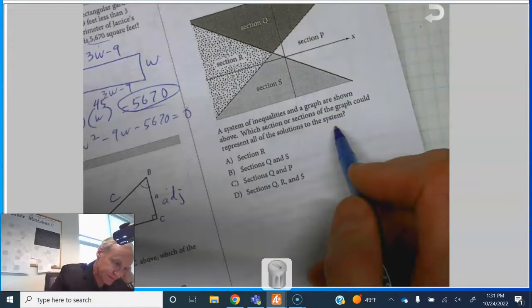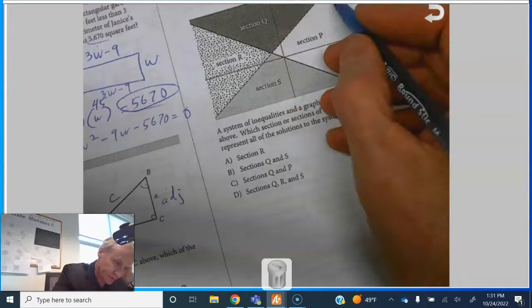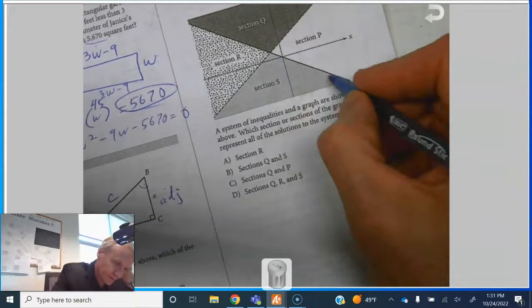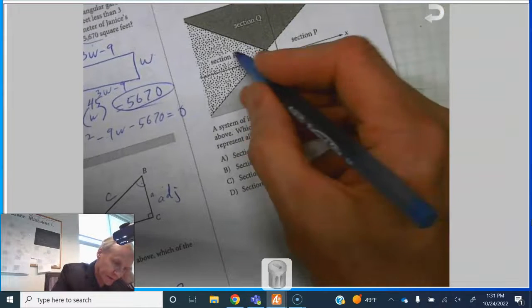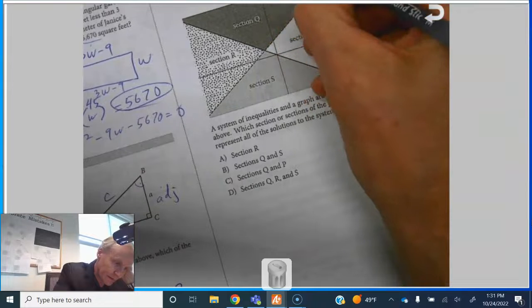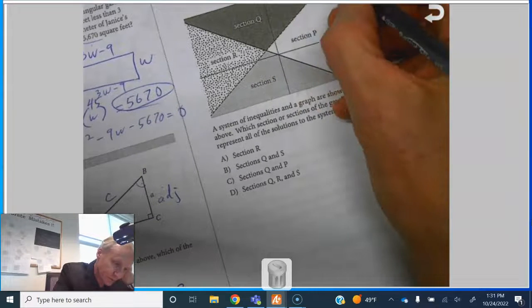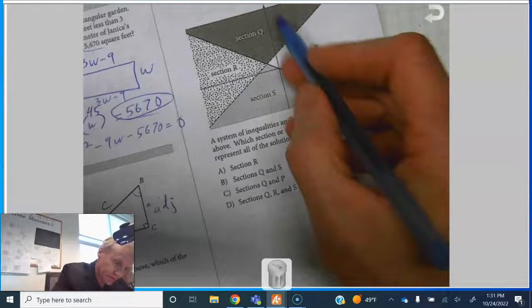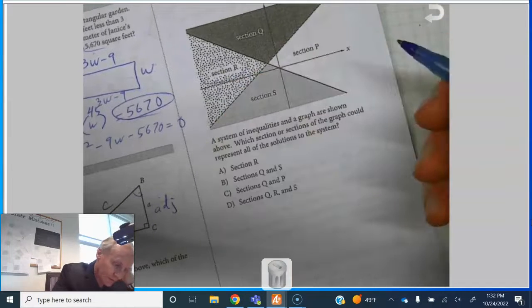Which section or sections of the graph could represent all solutions to the system. Y is less than or equal to negative x. This is y equals negative x, and we want y to be less than or equal, so we're talking about down here. So it's R and S. And then this one says y is greater than 3/2 x plus 1. This is the 3/2 x plus 1, which is right there, and we want it to be greater than that, so we're talking about section R right there.